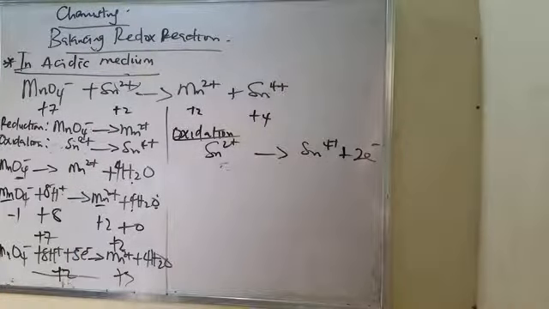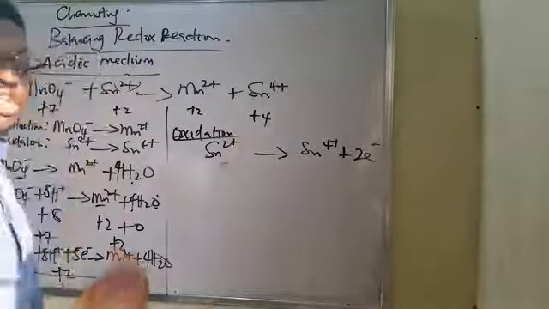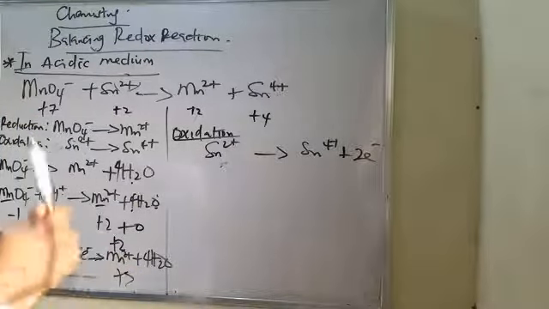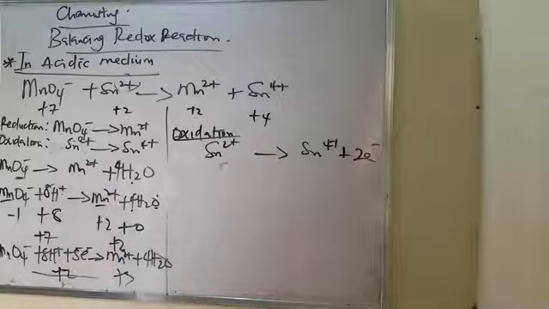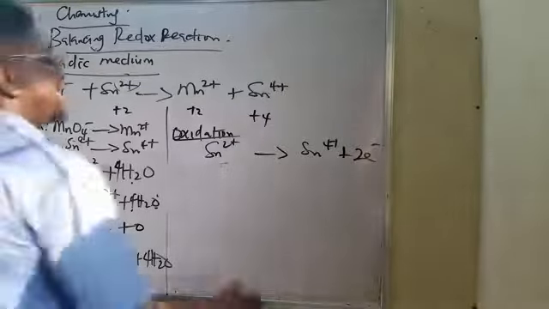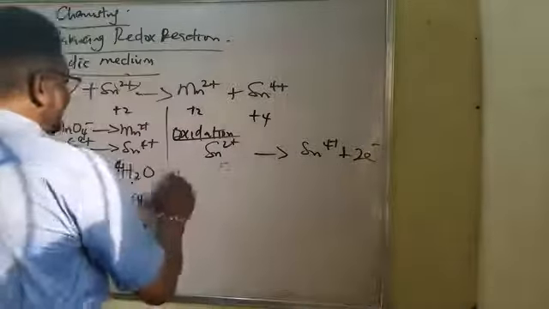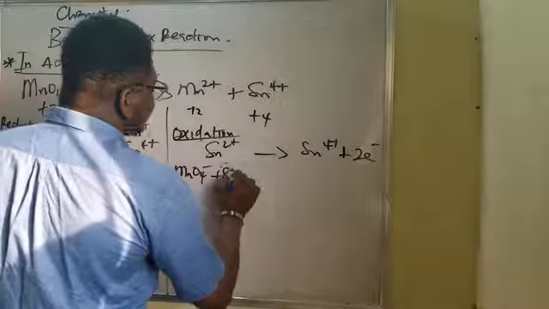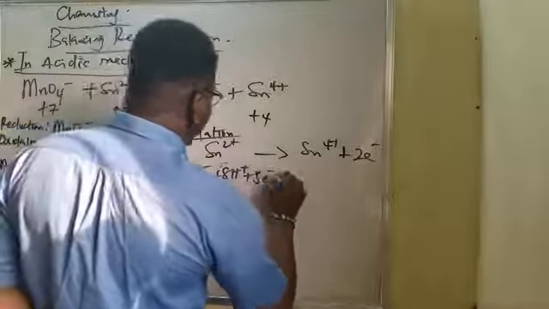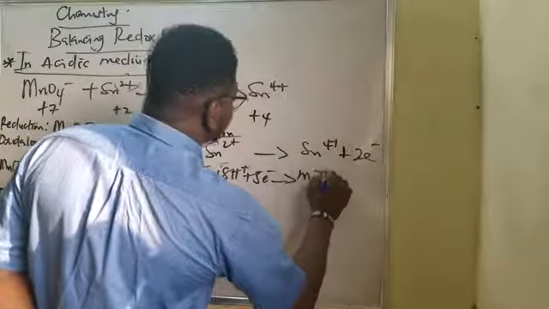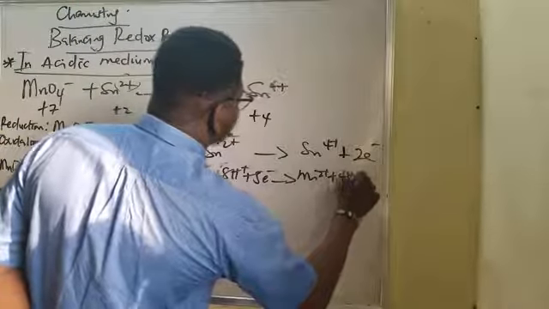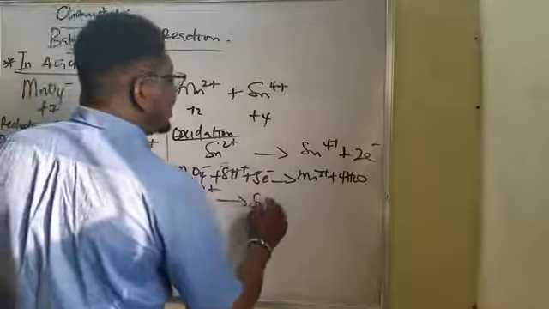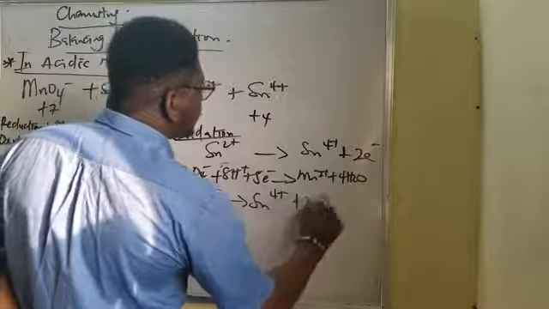The next step says you balance the charges of each of them, in a way that you can eliminate the electrons. So if I want to do that, let me write it out. I have MnO4⁻ + 8H⁺ + 5e⁻ to give me Mn²⁺ + 4H2O. Then I have Sn²⁺ to give me Sn⁴⁺ + 2 electrons.